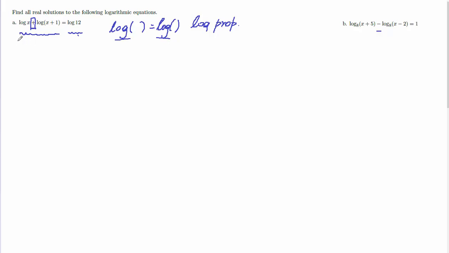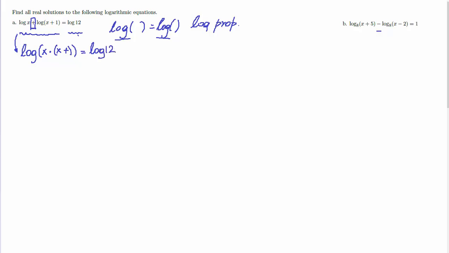In order to do that, we can use the property of addition for the logarithms, the product rule, that tells us that the sum of two logs is nothing else than the log of the product of the arguments. So I have x times x plus 1, and this is equal to the log of 12.